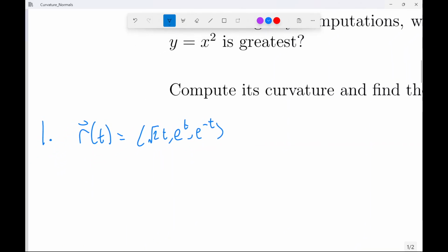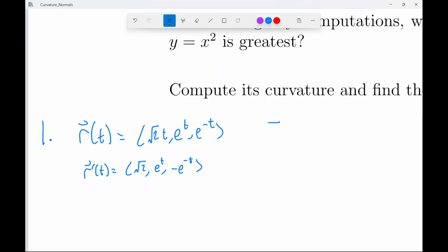Okay, so again, the first step to finding our unit normal and tangent vectors is we need to find r prime of t. So that will be equal to root 2, e to the t, negative e to the negative t, just taking those derivatives. Make sure we don't make any mistakes there with chain rule stuff.